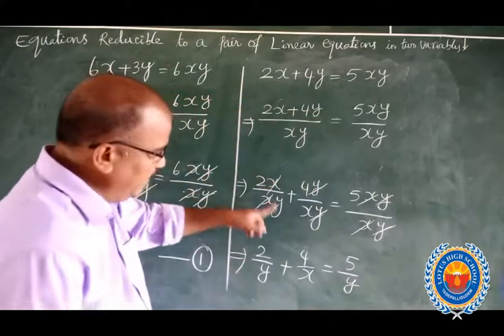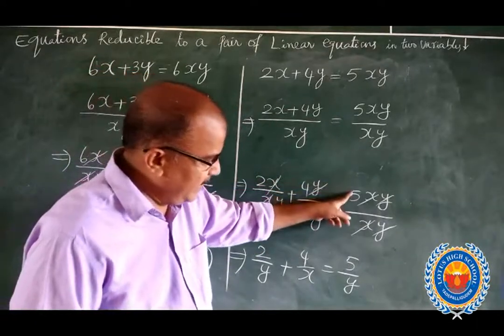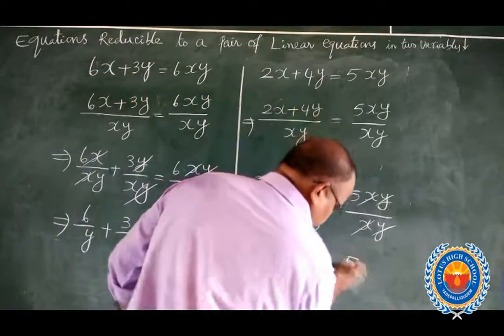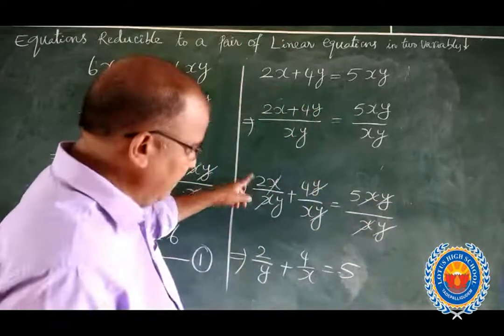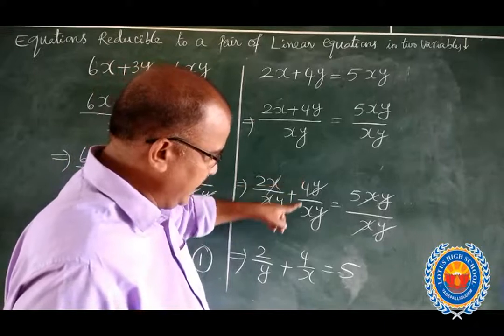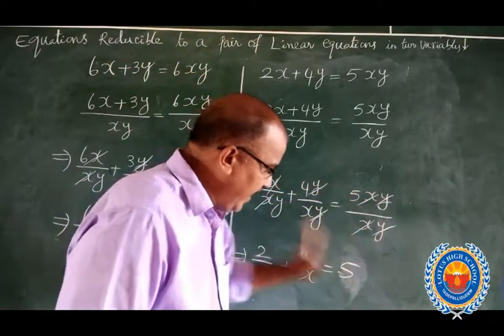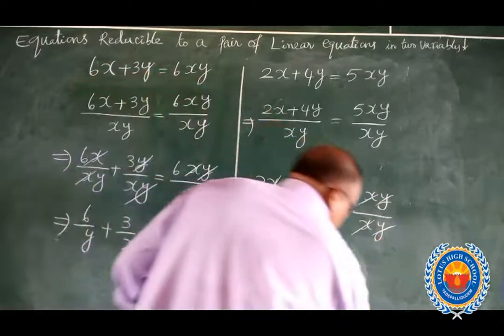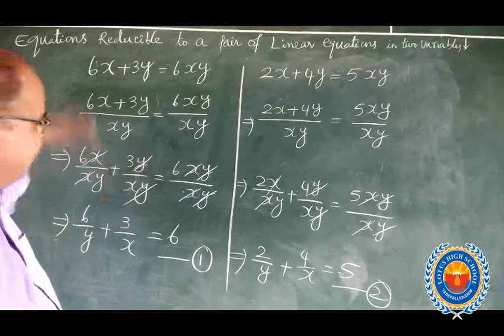2 by y plus 4 by x is equal to 5 by... not 5 by x, sorry. The xy cancel, so 2 by y plus 4 by x is equal to 5. This is equation 2. Now this is still in the form of equations only.